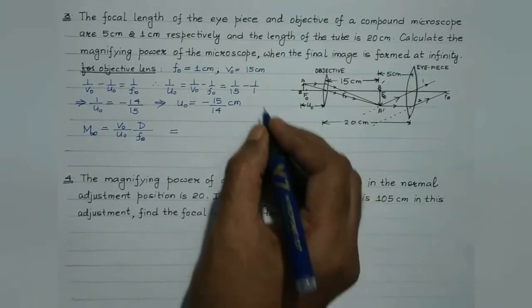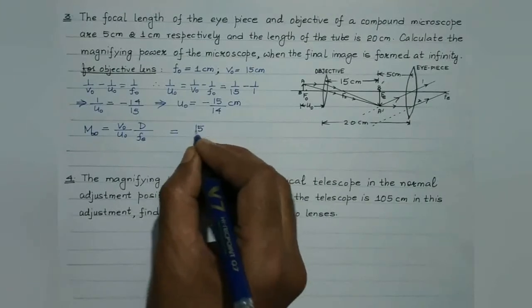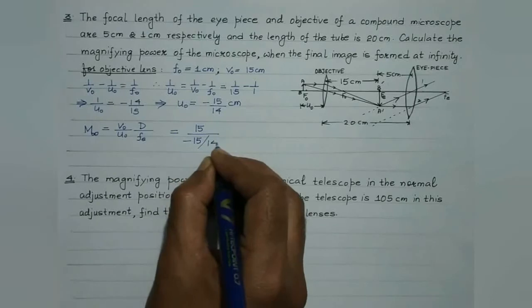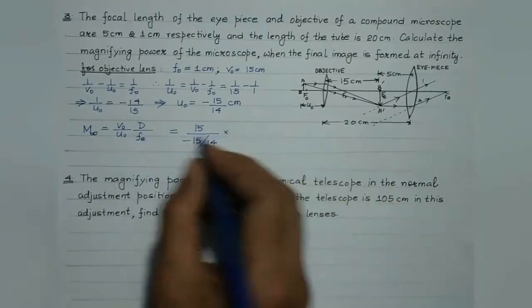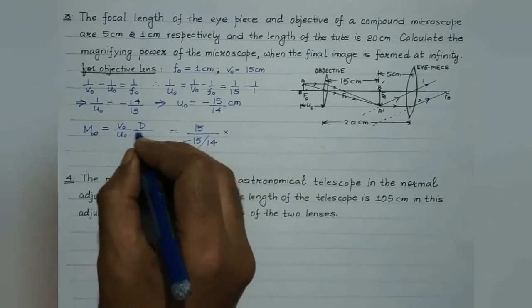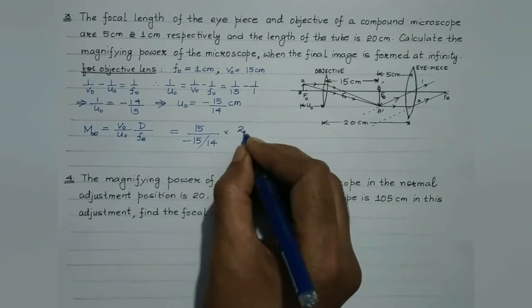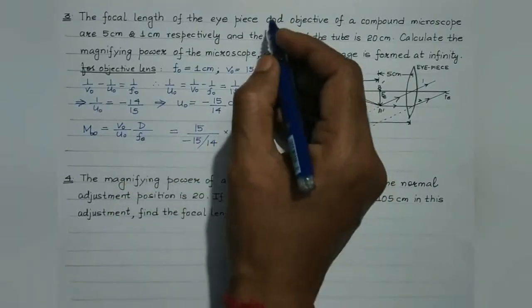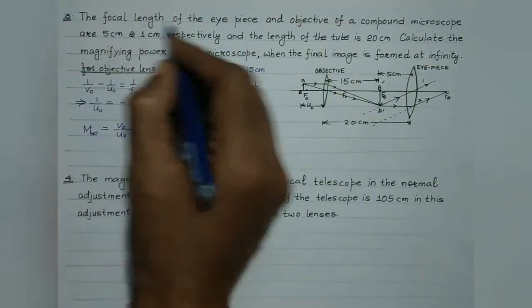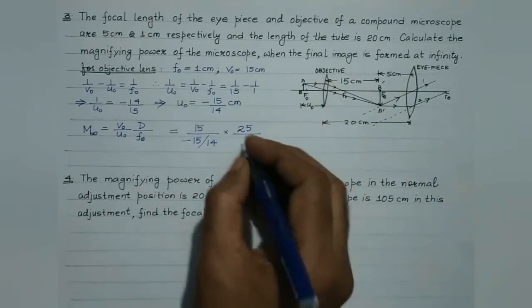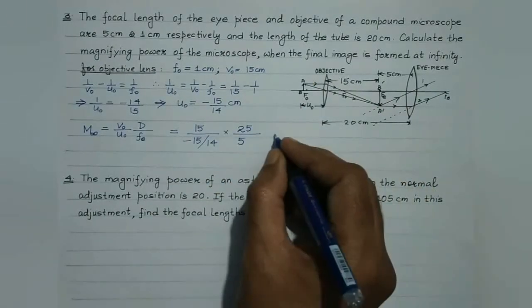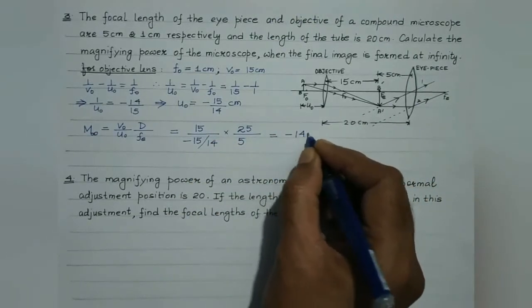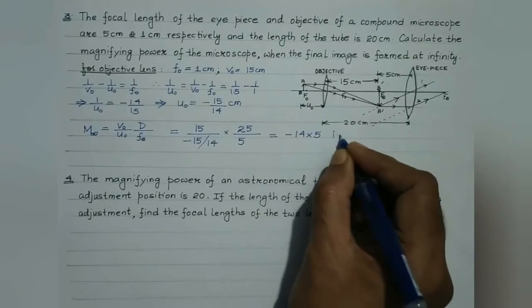So V0 is obtained to be 15. U0, just now we have calculated, is minus 15 by 14. Multiplied by D. It's a constant, so no sign convention is to be used. It is to be taken as 25 for a normal eye, until and unless otherwise mentioned. Focal length of the eyepiece is given to be 5 centimeter. It is of converging nature, so it has to be taken as positive. So the 15 gets cancelled, leaving minus 14 multiplied by 5.